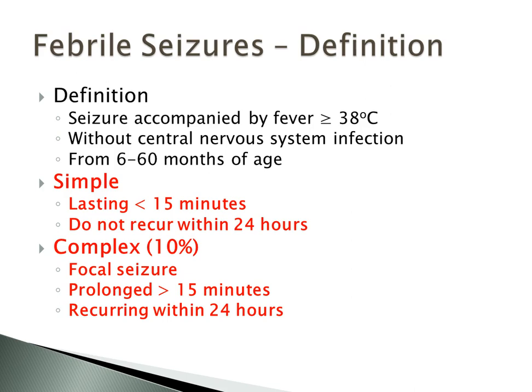If the seizure has a focal component, right, it started on one side of the body and progressed to the other side of the body, anything that had a focal component to the seizure, this now falls into the category of a complex febrile seizure. If the seizure is prolonged, greater than a 15-minute seizure, or reoccurring within the first 24 hours, any one of those would put the patient into the category of a complex febrile seizure.